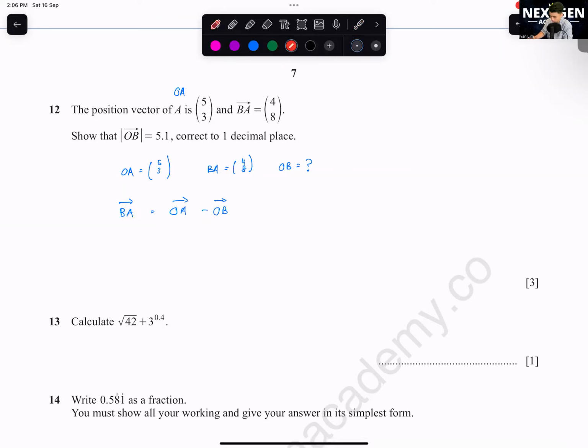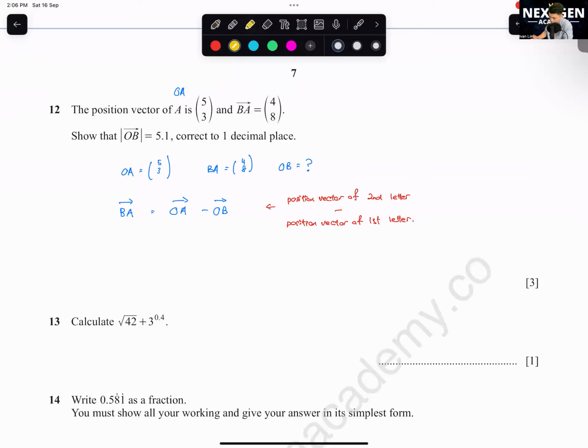Okay, repeat again. Position vector, which is the O whatever, position vector of the second letter minus position vector of the first letter. Okay, this is if you want to break it down to position vector. So let's say you want AB, it means OB minus OA. Okay, remember the formula.